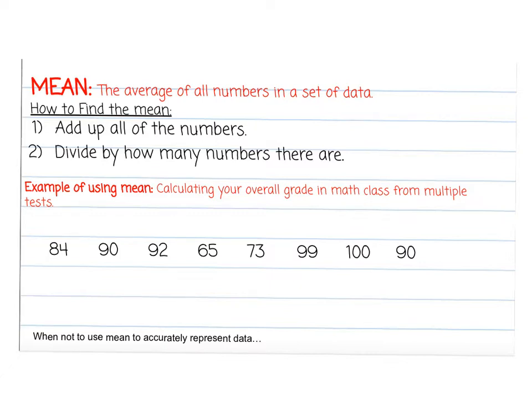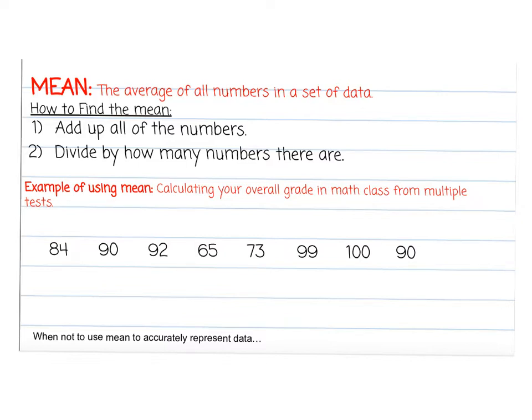So mean is the average. You've probably heard average before. It's also known as the mean. It's the average of all of the numbers in a set of data. A set of data is really just a series of numbers, maybe collected, that represent maybe a question or a similar thing.